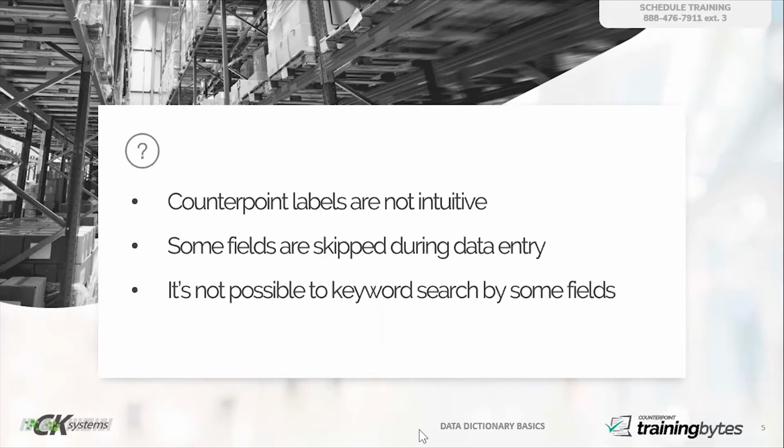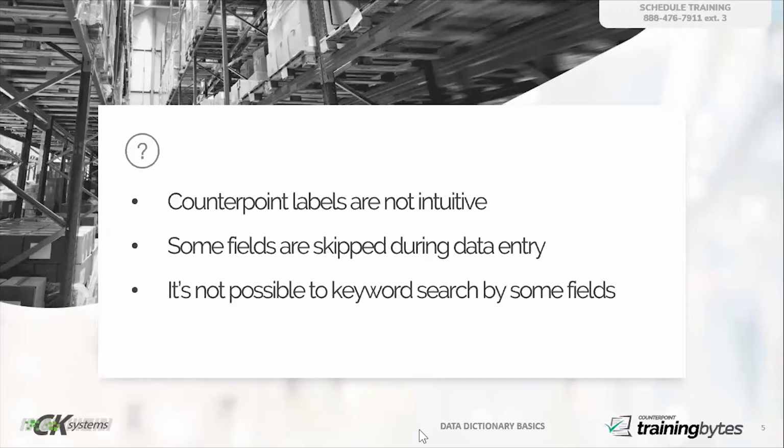On a customer record, you have address 1, address 2, address 3. So it's not intuitive as to where you would enter the street address or an apartment number or a P.O. box number. When you teach your buyers how to build an item, they may skip some fields during data entry, and those fields may be important to you for reporting purposes. Or when you teach your associates how to fill out a customer record, they may skip some of those fields that may be important to you for reporting purposes.